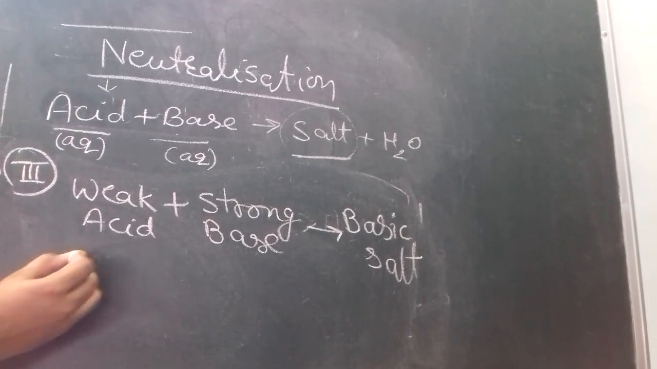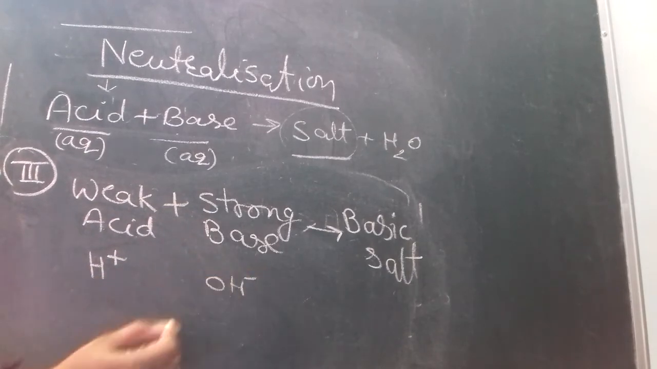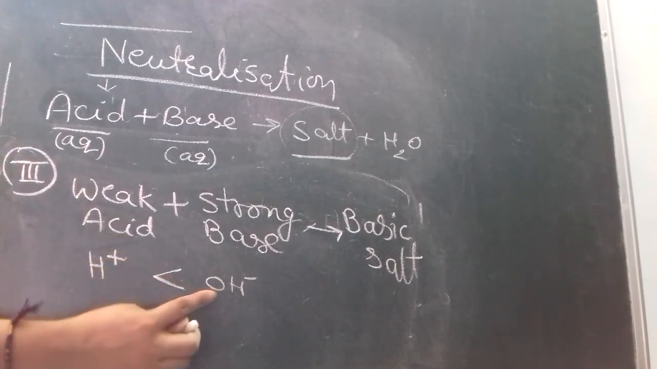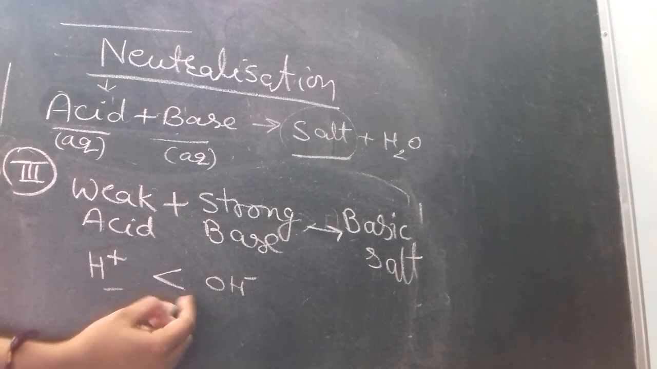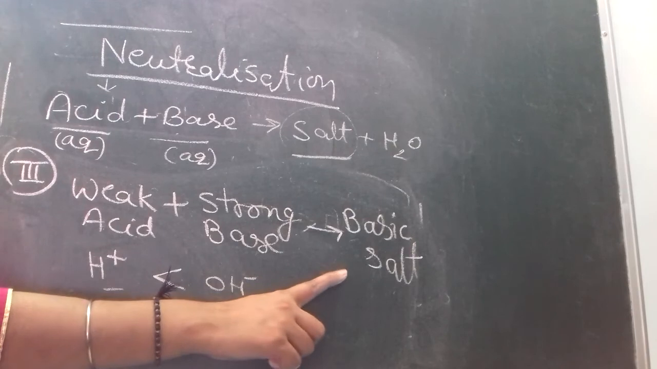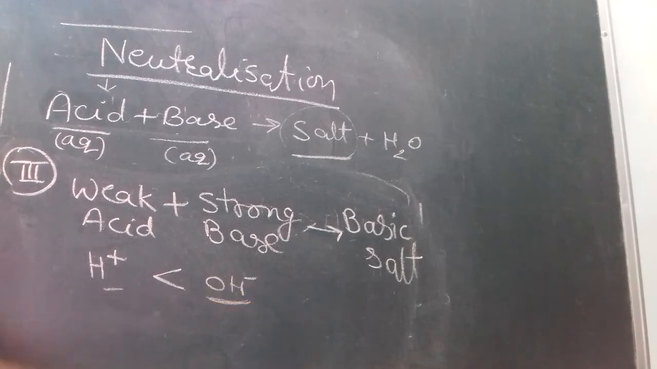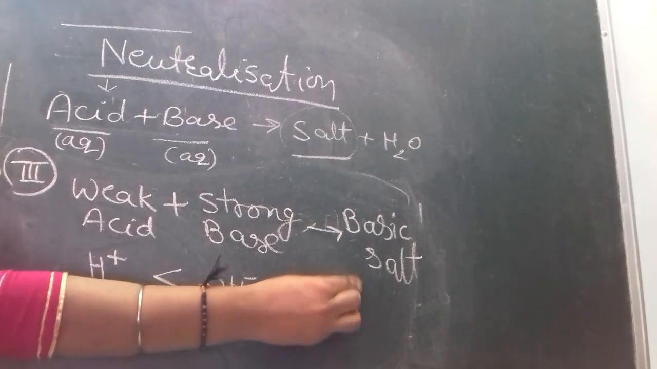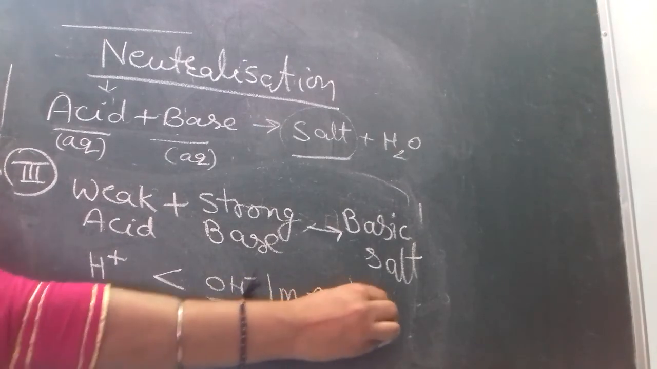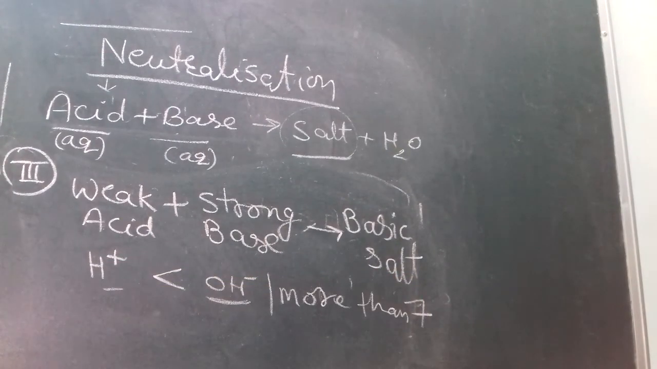Weak acid has lower concentration of hydrogen ion and strong base has more concentration of hydroxide ion. This time hydroxide ion is more than hydrogen ion. So in neutralization reaction it will make water, but the solution of salt has more concentration of hydroxide ion. That's why the salt is basic salt. And the pH of this salt will be more than 7, because all basic solutions have pH level more than 7.